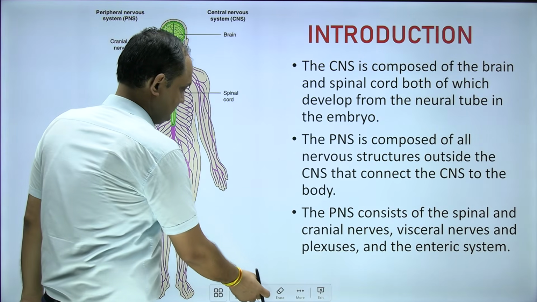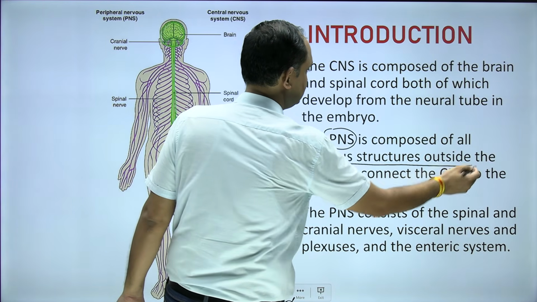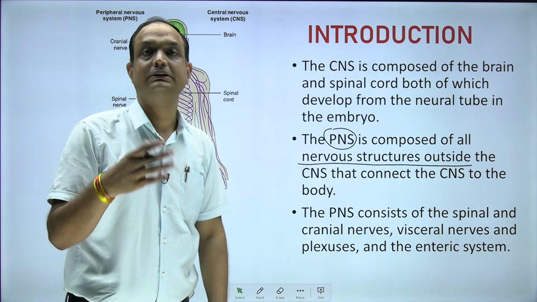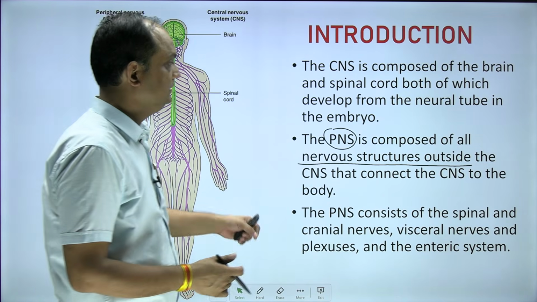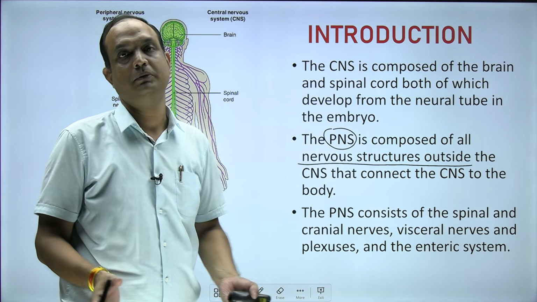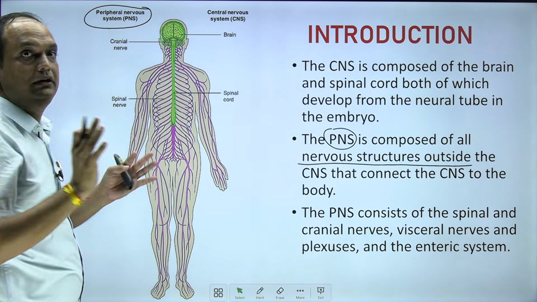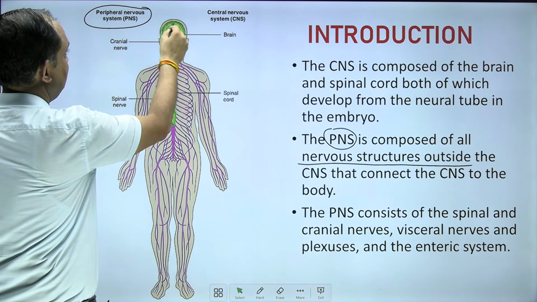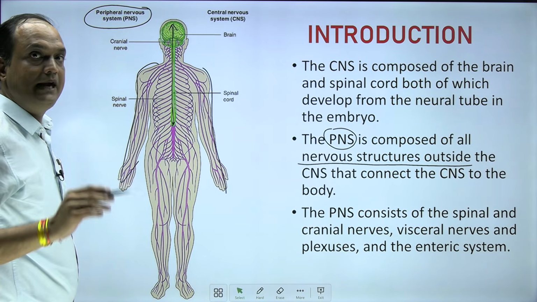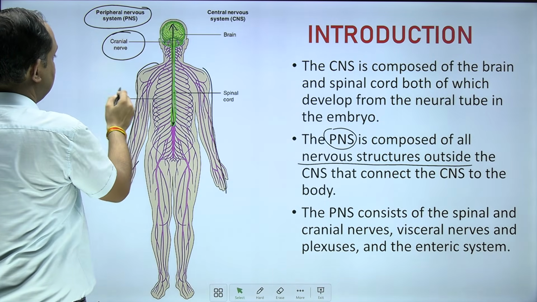Now the peripheral nervous system, which is the other part, is composed of the nervous structures outside the central nervous system. These nerves are actually connecting the central nervous system to the different parts of the body. So the peripheral nervous system is a set of nerves connecting this midline central nervous system to the peripheral parts of your body. And these nerves are of two varieties: the cranial nerves or the spinal nerves.